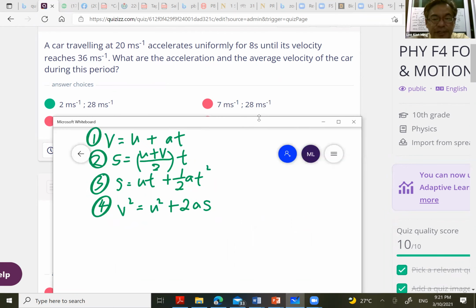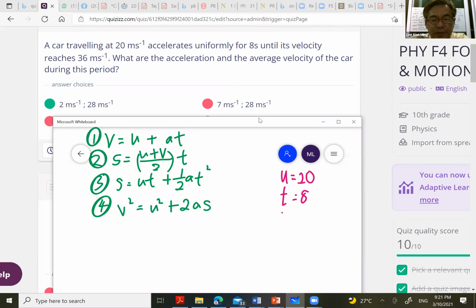You are told that U is equivalent to 20. Let me write it down. The car accelerates for 8 seconds, so T is equivalent to 8, until its velocity V reaches 36. What are the accelerations? You want to find A, for question part 1. Understood, you're going to use equation number 1.